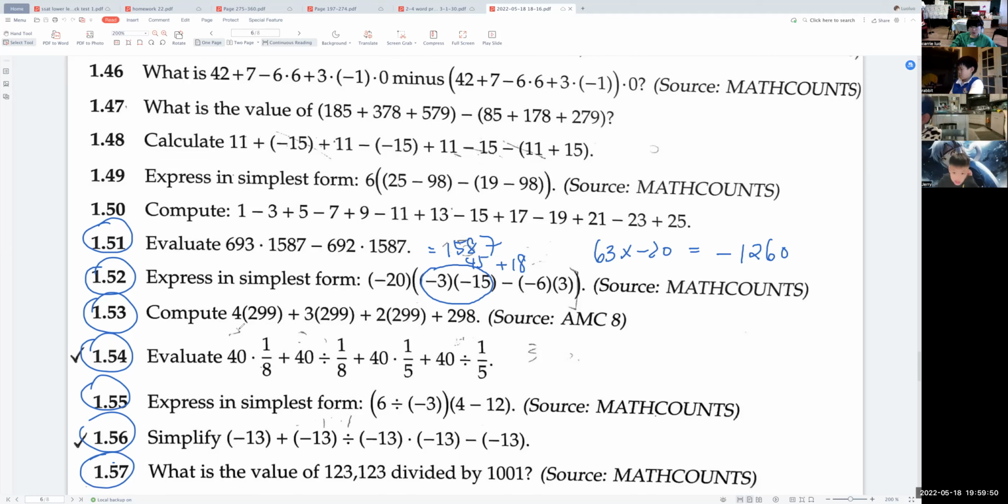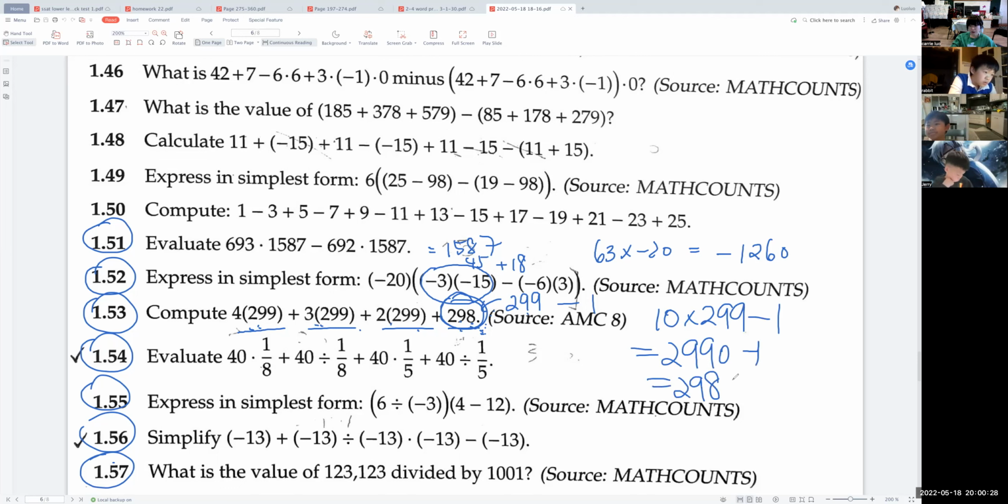Okay, so let's take a look at this one. So this question, how do we do it? Everyone has 299, why did this one become 298? Right? So how do we do it? This one, I want to change it to 299, just minus 1. Now it's 299 plus 299 plus 299 and 299. So it's 10 times 299 minus 1. So it's 2990 minus 1 equals 2989.